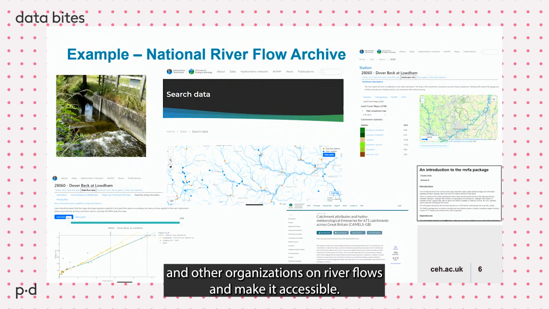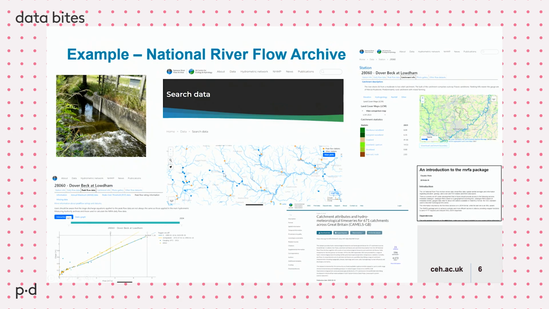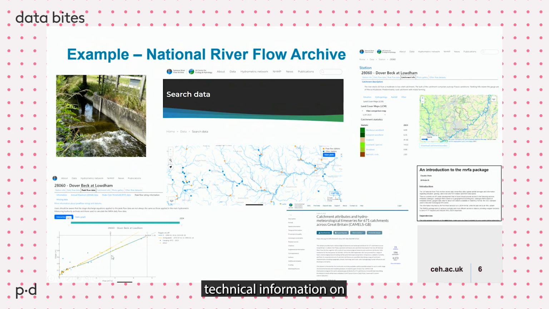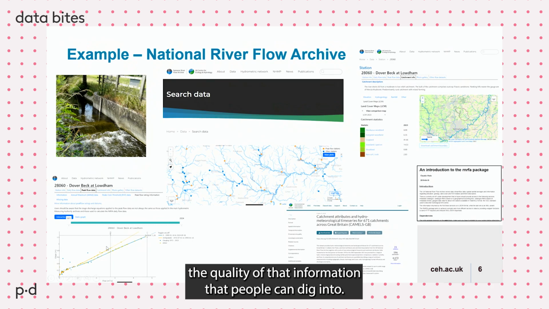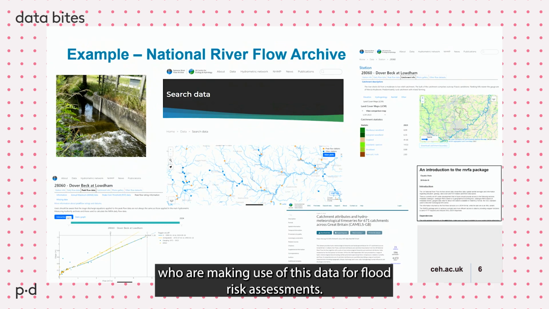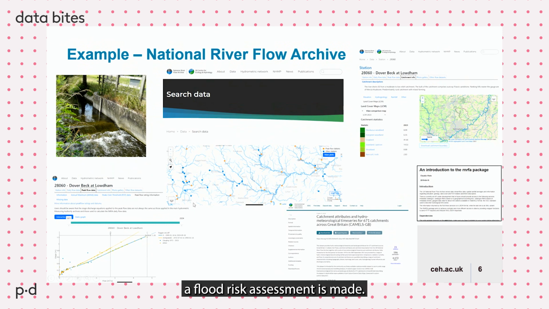data from the Environment Agency and other organizations on river flows and make it accessible. So we do a huge amount of work on preparing that data, delivering it through interfaces, but also providing background technical information on the quality of that information that people can dig into. And these are used by researchers, but also by those flood consultants who are making use of this data for flood risk assessments. So all of these stations get used every time a flood risk assessment is made.